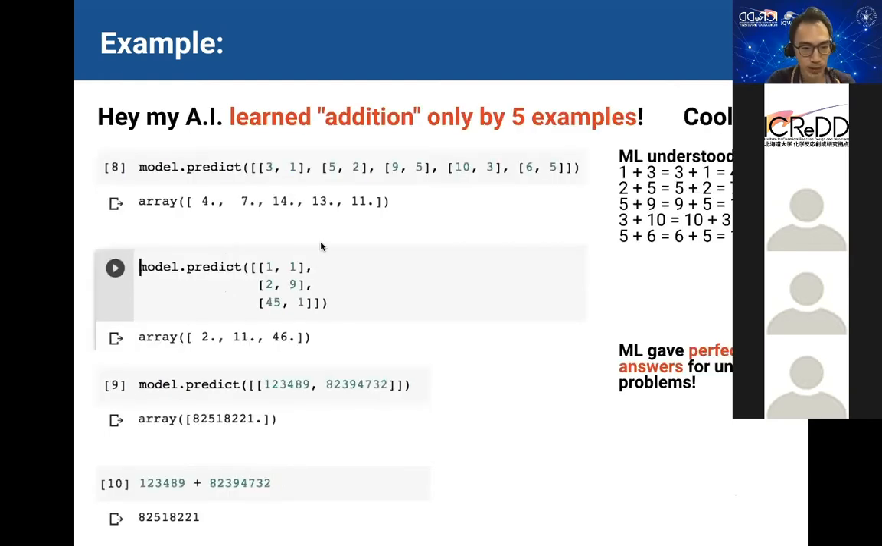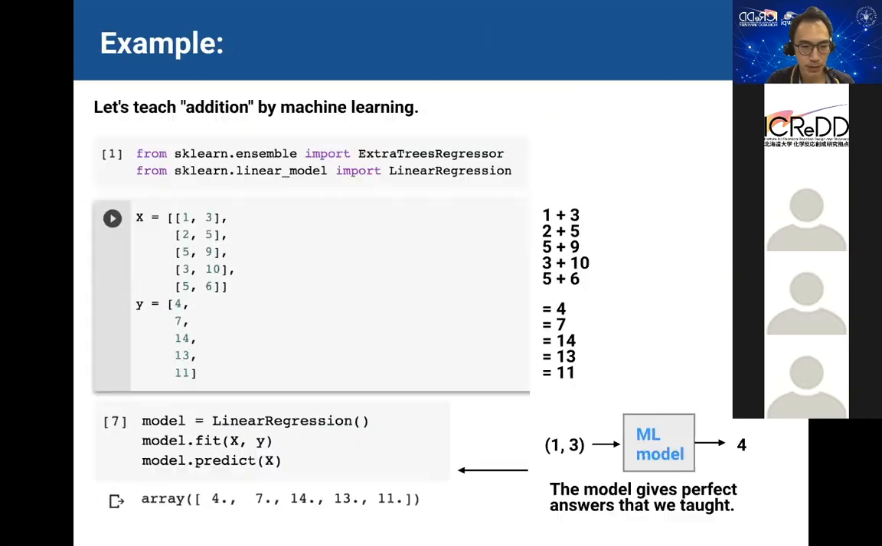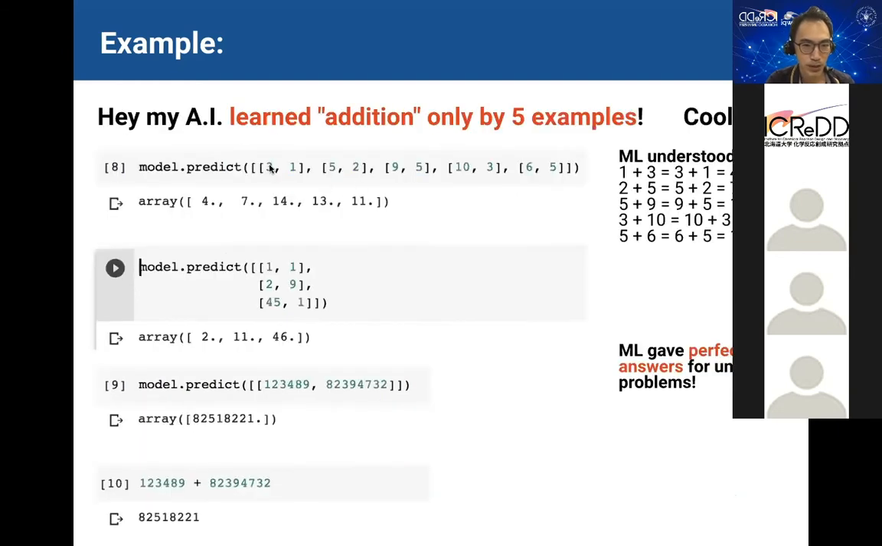For example, using this model, we can try the reverse input. So we give 1, 3, 2, 5, 5, 9. But the addition of 1 plus 3 is equal to 3 plus 1, so let's try this one. 3 plus 1, and again, the machine learning model returns the correct answer. 3 plus 1 is 4, 5 plus 2 is 7, 9 plus 5 is 14. Right? So machine learning understands the reverse symmetry of addition.